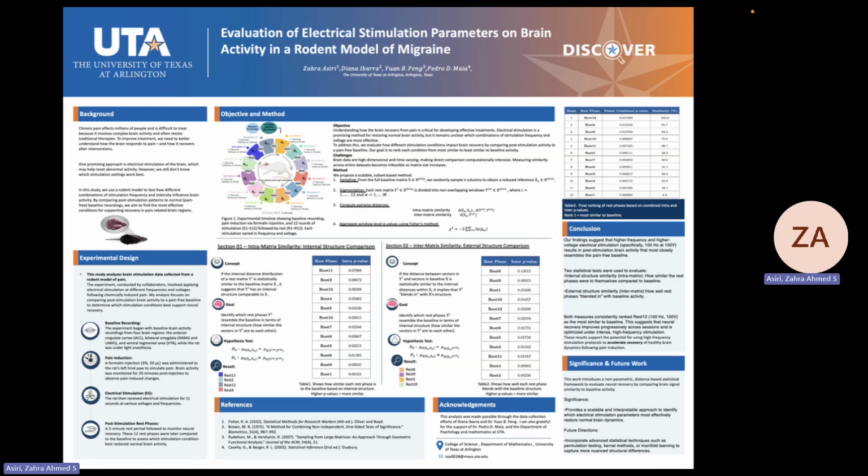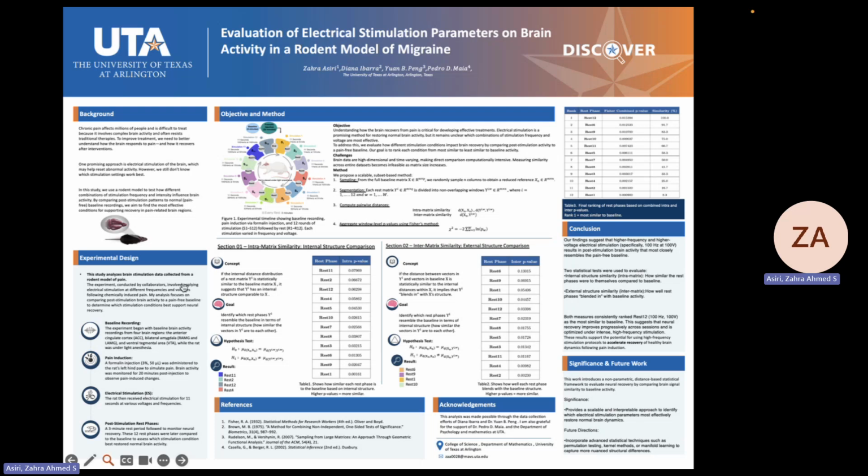Today, I will share a data-driven framework for evaluating brain stimulation in a rodent migraine model and how it helps us understand pain recovery. Chronic pain disrupts brain activity in complex ways, and many treatments fall short. Electrical stimulation is promising, but we do not yet know which settings are most effective. This study tests different stimulation frequencies and voltages to see how they influence brain recovery after pain.